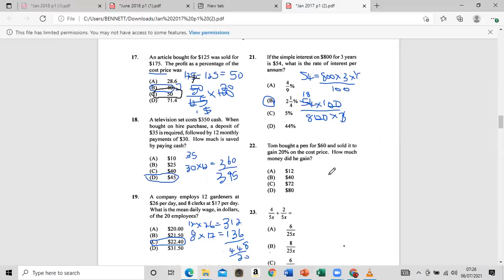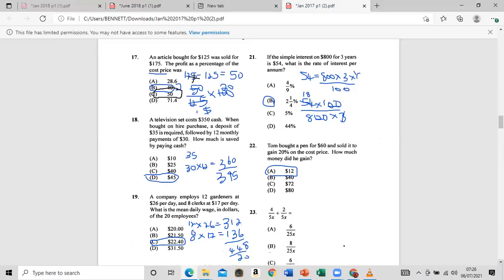Tom bought a pen for $60 and sold it to gain 20% on the cost price. How much money did he gain? Now I'm not going to work this out, guys. But think about it. 20% of this, the profit they ask for. You can't gain $40 and can't gain nothing big, right? Only $12, so that's a giveaway.